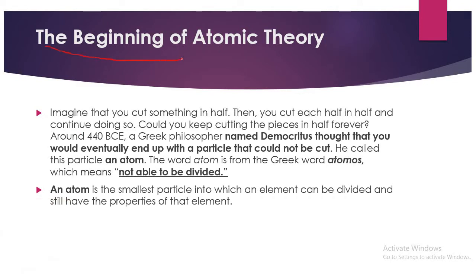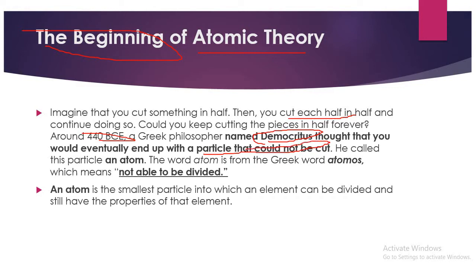The beginning of atomic theory. Imagine that you cut something in half, then you cut each half in half and continue doing so. Could you keep cutting the piece in half forever? Around 440 BCE, the Greek philosopher and scientist Democritus suggested that you would eventually end up with a particle that could not be cut.